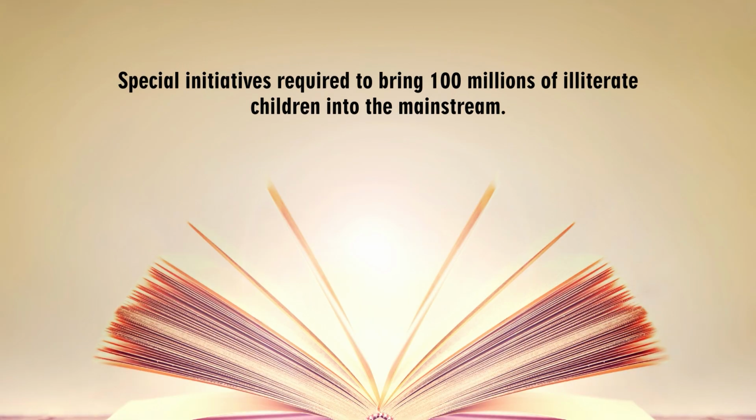Then accordingly, what type of infrastructure is required? Infrastructure is related with the academic standards, related with providing the right education to the students, to the learners. That's why it comes under the knowledge concept. Further, special initiatives are required to bring 100 million illiterate children into the mainstream. So, to educate them, to provide them the right knowledge.